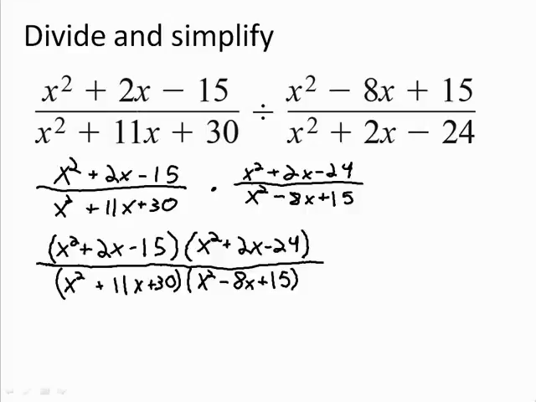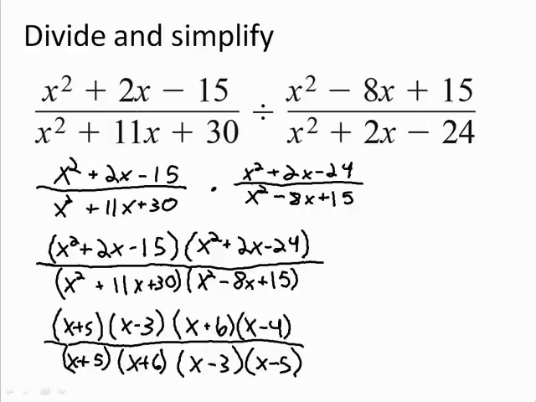Factor each polynomial. X squared plus 2x minus 15 factors into x plus 5 and x minus 3. X squared plus 2x minus 24 factors into x plus 6 and x minus 4. X squared plus 11x plus 30 factors into x plus 5 and x plus 6. And x squared minus 8x plus 15 factors into x minus 3 and x minus 5. The x plus 5s, x minus 3s, and x plus 6s cancel out. You are left with x minus 4 divided by x minus 5.